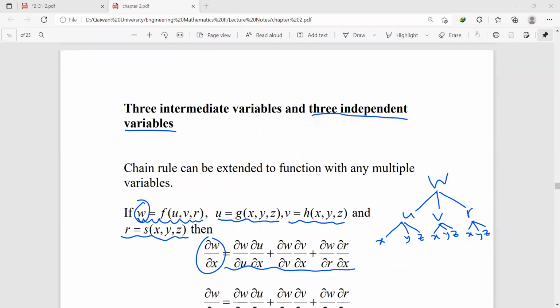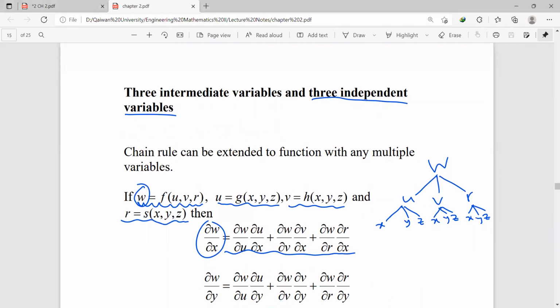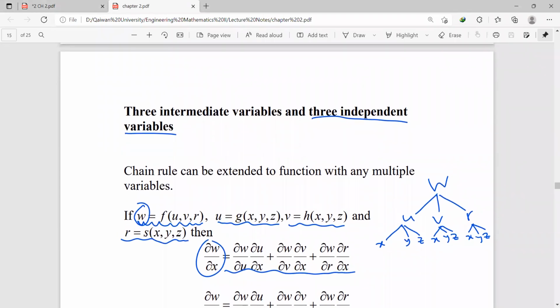In the previous lecture, we talked about partial derivatives for functions of two independent variables, and also for more than two independent variables. We also talked about the chain rule for two intermediate variables and two independent variables. We now have functions with three intermediate variables and three independent variables, and we find the chain rule for those functions.